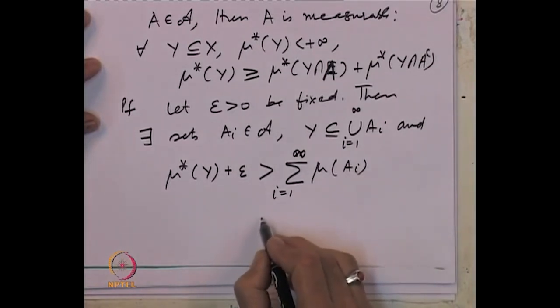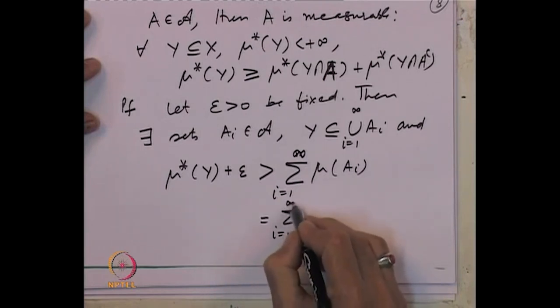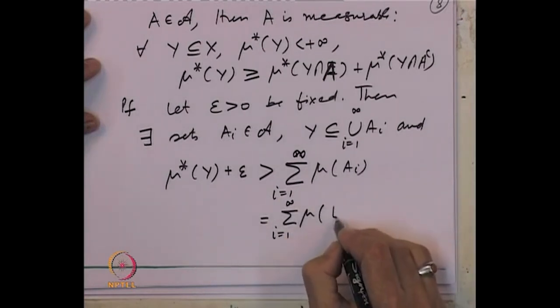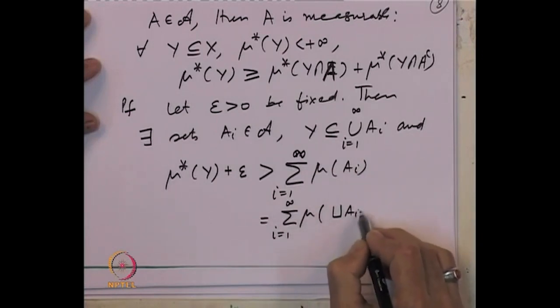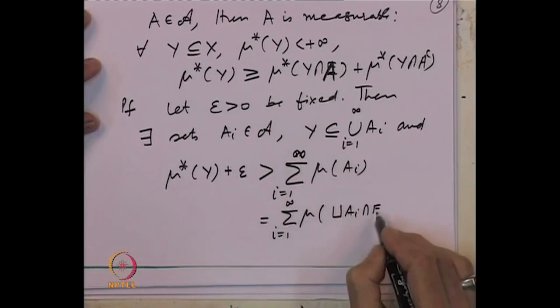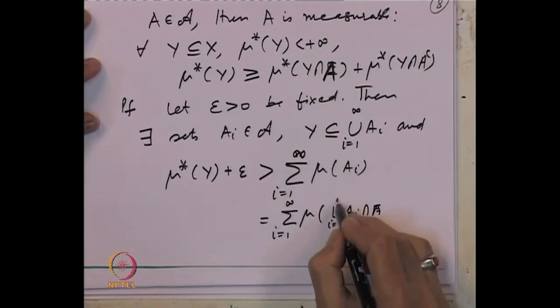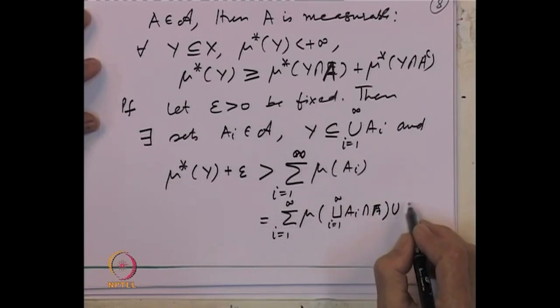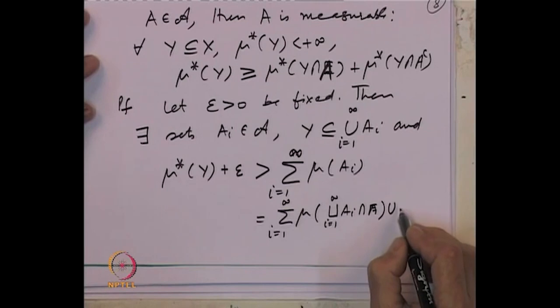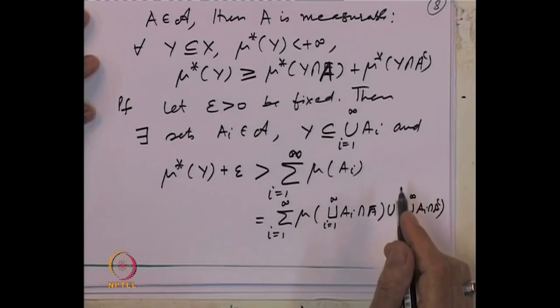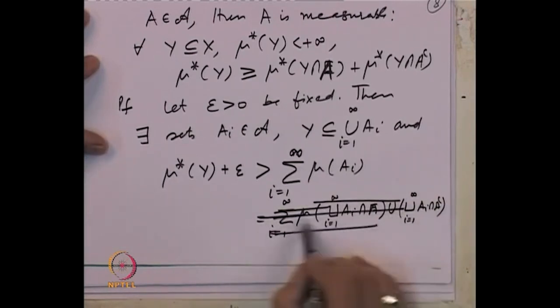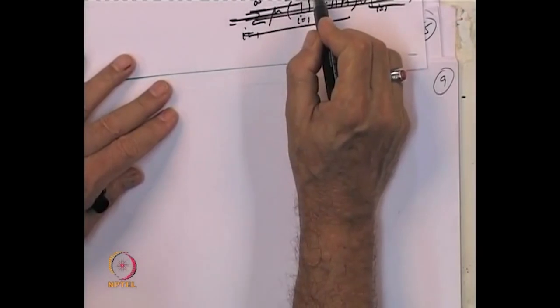So, I can write this as the sum, i equal to 1 to infinity, of mu of A_i intersection A, union A_i intersection A complement. Sorry, not the union, this is wrong. So, let me just simply write it differently. Let us observe what we are saying. Because of this, each set A_i.